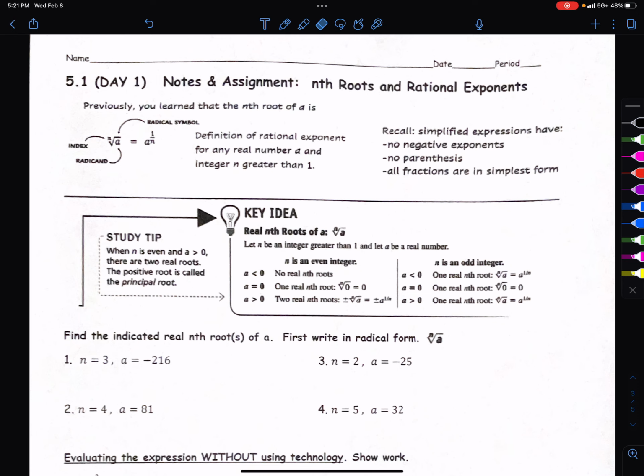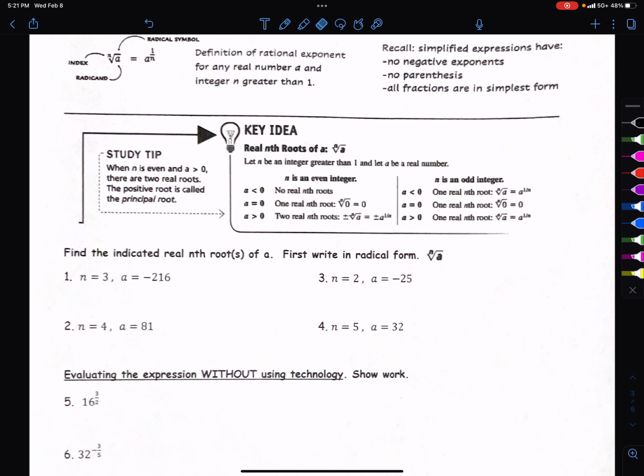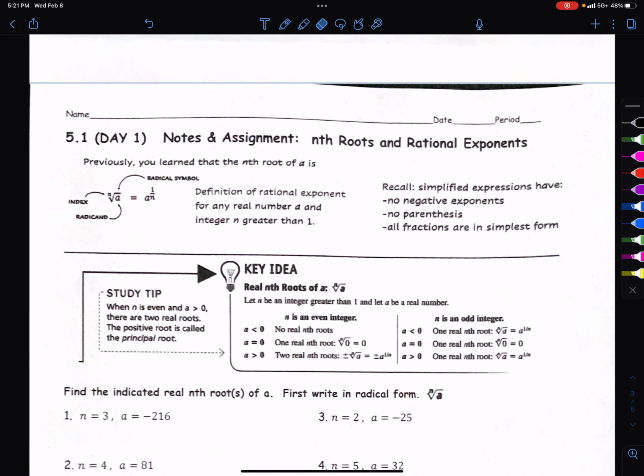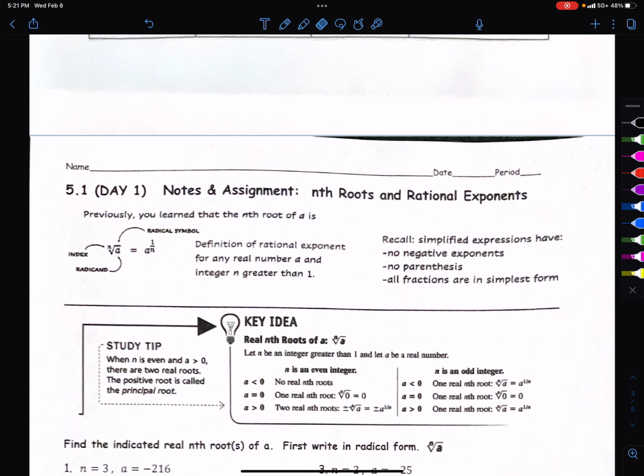If you are absent, please make sure that you're actually listening to this video, understanding the concept, because this is the introduction to this entire unit. Okay, so on these ones, we are going to be working with rationals and turning them into radicals.